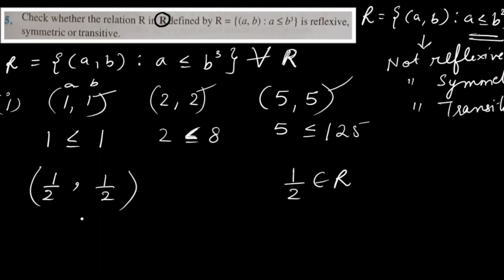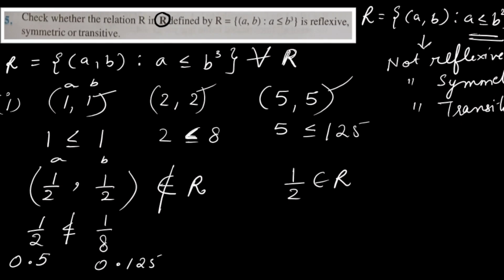But here if I take a fractional number, so this is a, this is b. So 1 by 2 is less than or equal to 1 by 8. Is it true? Because 1 by 2's cube is 1 by 8. 1 by 2 is 0.5, and 1 by 8 is 0.125. So you can see 1 by 2 is not less than or equal to 1 by 8. In fact, it is greater. So when we take fractions, the relation is not true. Therefore we can say 1 by 2 comma 1 by 2 doesn't belong to R.